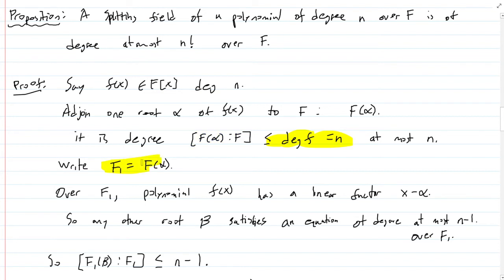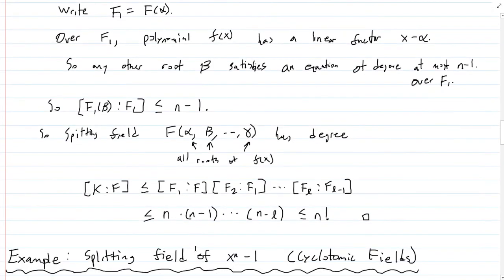So write F1 as F(alpha). Over F1, the polynomial f(x) has linear factor x minus alpha, right? So any other root beta satisfies an equation of degree at most n minus 1 over F1. So if you adjoin another root beta that's distinct from alpha, its degree over F1 is going to be at most n minus 1 by the same logic. So first you adjoined a root of a polynomial of degree n, and now you're adjoining to that extension a root of a polynomial of degree n minus 1. So the first extension was at most degree n, and the second extension is at most degree n minus 1. And in this way, you get n factorial, right?